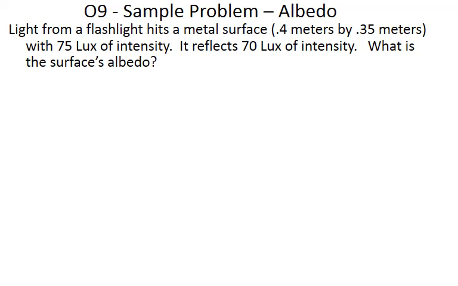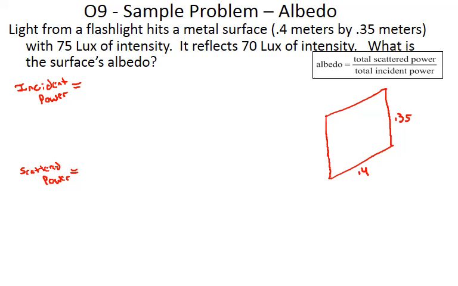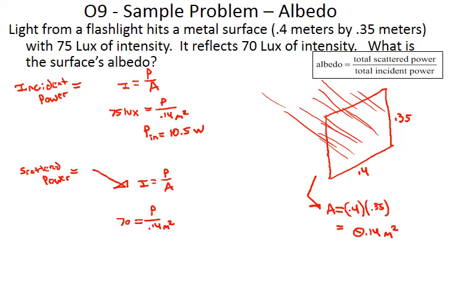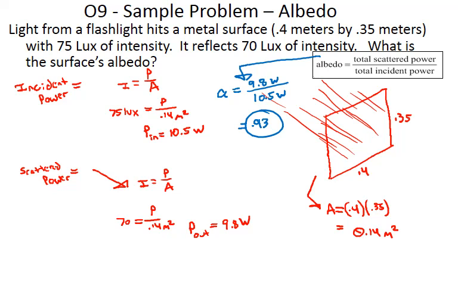Okay. So area is 0.14, so we can solve for the power. So the incident power is 10.5. The scattered power would be 9.8, so we would get an albedo of 0.93, so it's reflecting most of it.